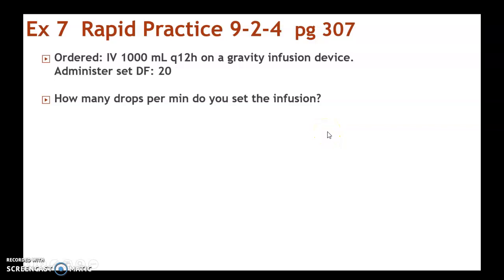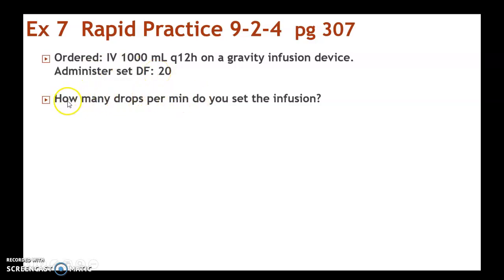All right, example 7 is talking about an order for an IV of 1,000 milliliters, which is supposed to happen every 12 hours on a gravity infusion device. And it says to use an administer set of a drop factor of 20. Okay, so some big words there that I need you to look for is anytime it talks to you about a gravity infusion device, or if it gives you a drop factor, your desired answer is going to be drops per minute. And that's what it's asking here.